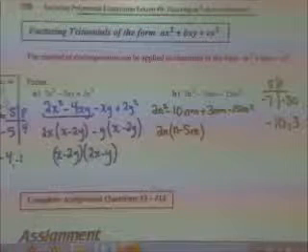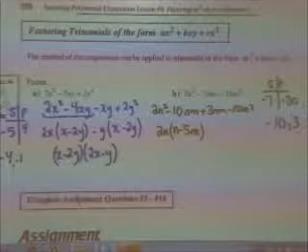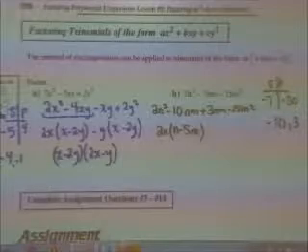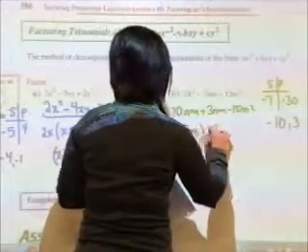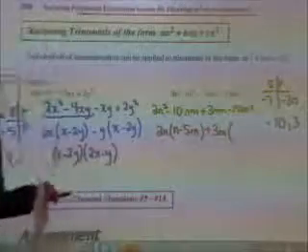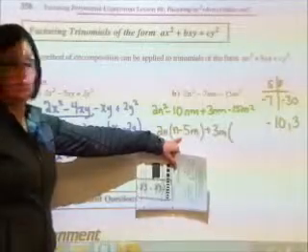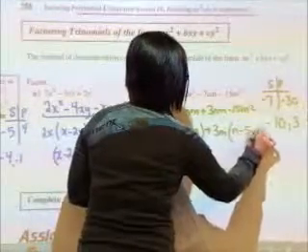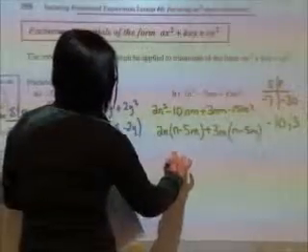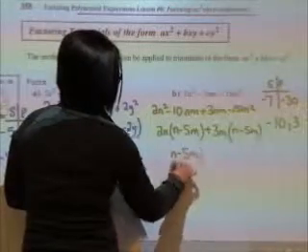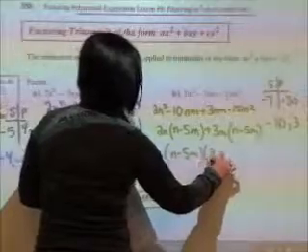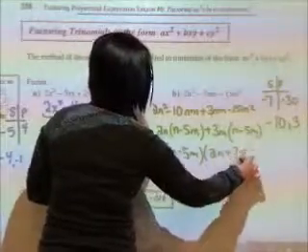And what is common to 3nm and negative 15m squared? 3m. Positive or negative? Positive. And if I've done this correctly, my goal is to try to get what was in the brackets the first time. And does that happen? Yes. So n minus 5m is common to both terms, and I'm left with a 2n plus 3m.